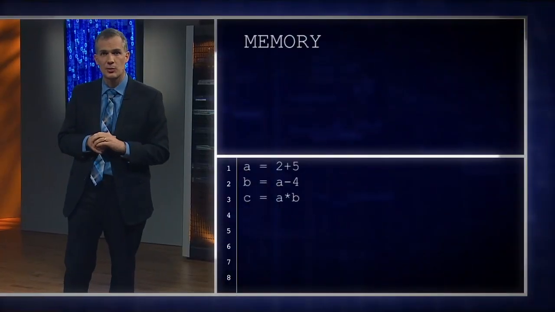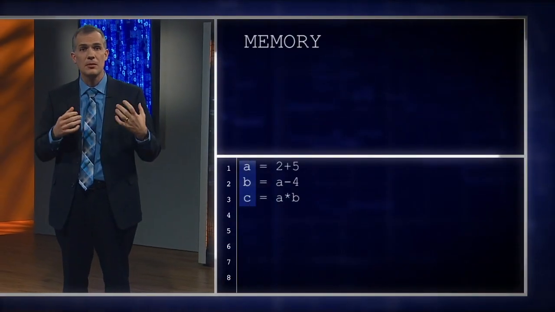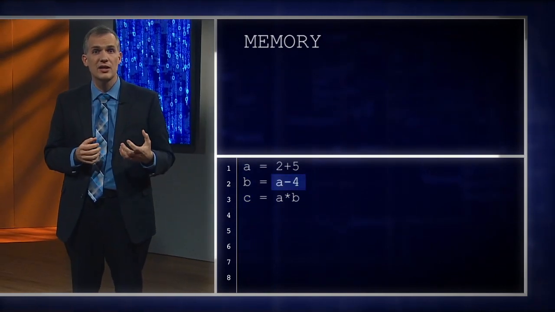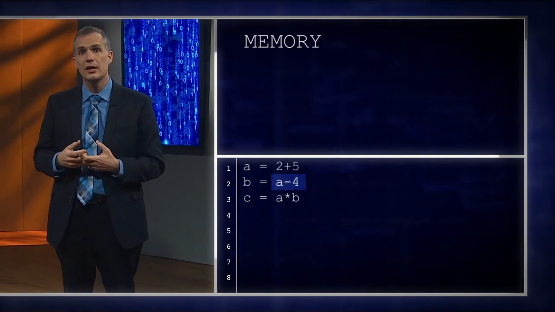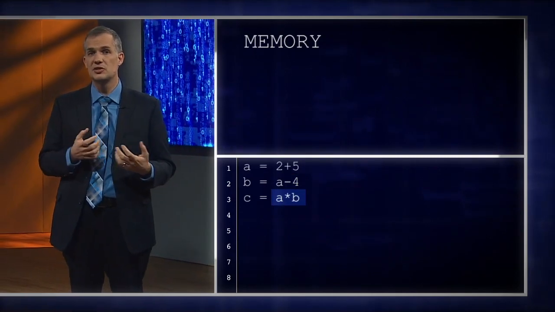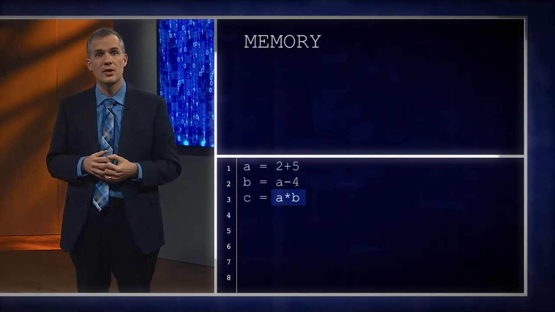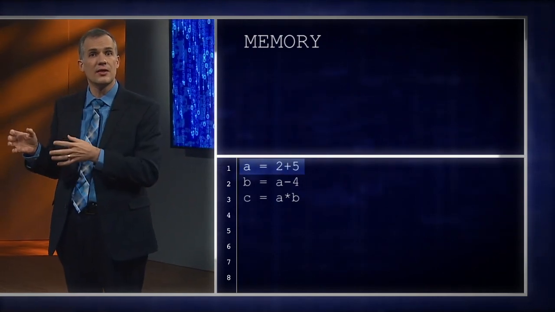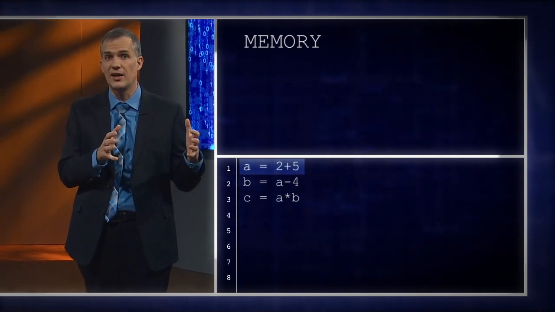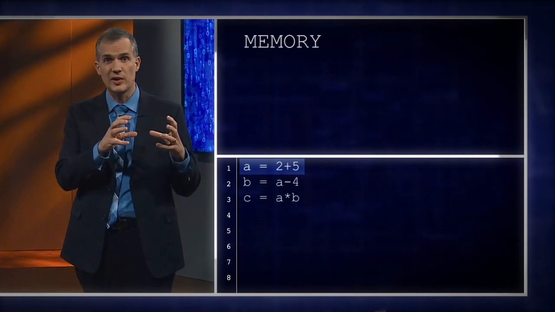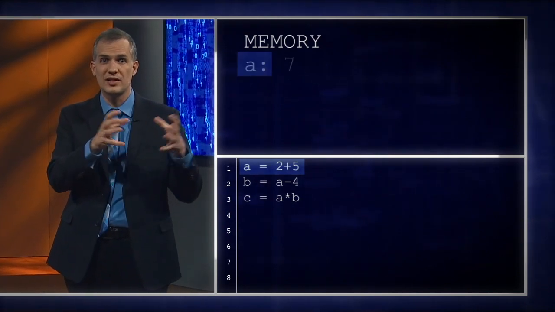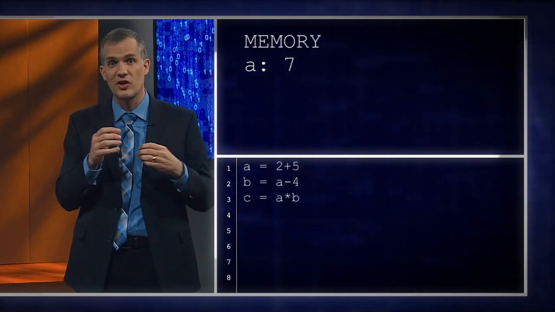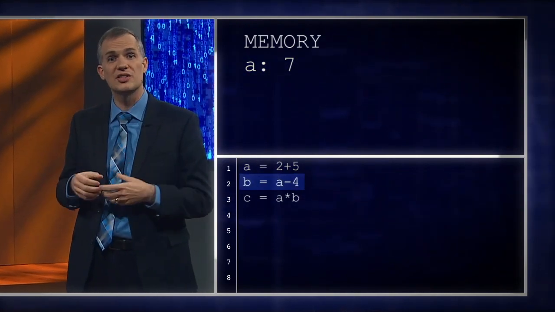Take a look at this sequence of code. A, B, and C are variables. And notice how A is used to define B, and then B is used to define C. So, we can assign the variable A the value 2 plus 5, which the processor evaluates, adding 2 and 5 together to get 7.